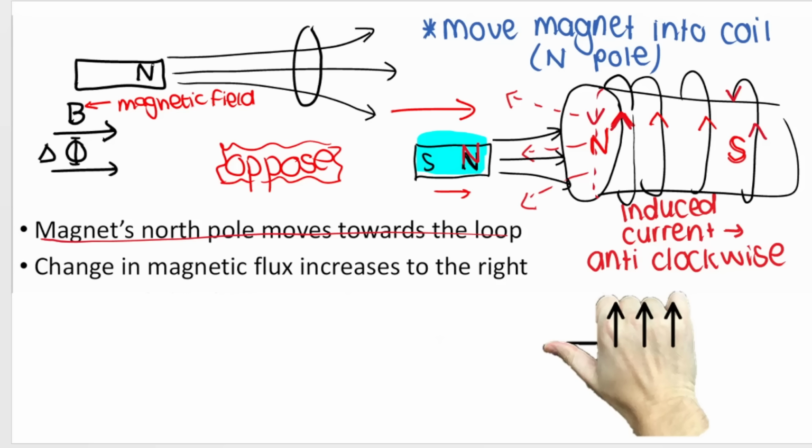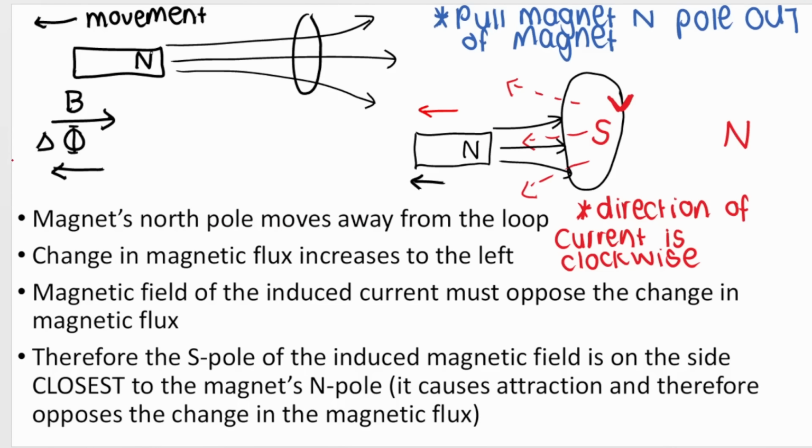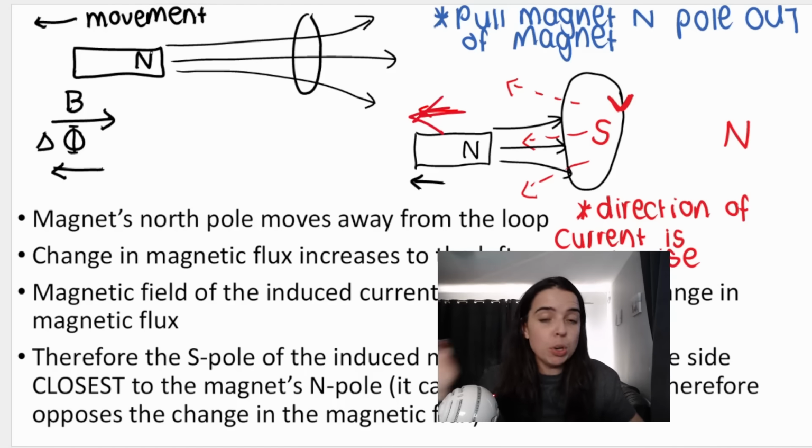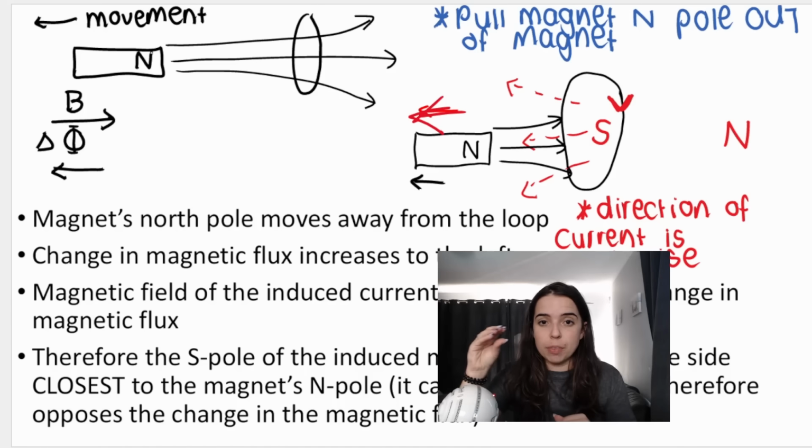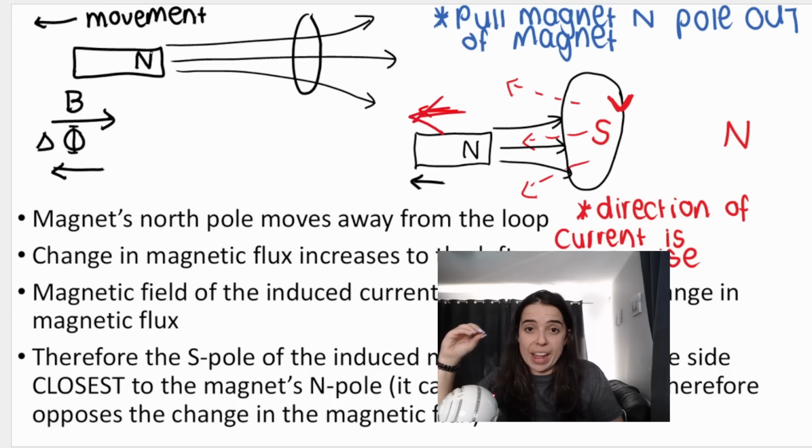Let's take a look at another scenario. So in this scenario, I'm pulling the North Pole away from the loop. So I'm moving the North Pole that way. Remember, the induced current will go in such a direction that the new magnetic field will want to do the opposite. So if I'm pulling the North Pole away, I'm saying, come here, North Pole, we're going away. I'm pulling it like this.